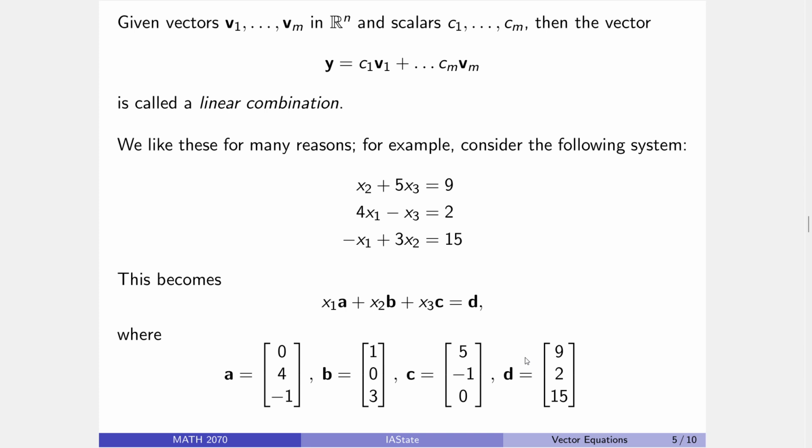So this is really nice because this tells me that there is another way of viewing my systems of linear equations. I can view them as matrices. I can also view them now here as a linear combination of vectors in Rn. Pretty cool.